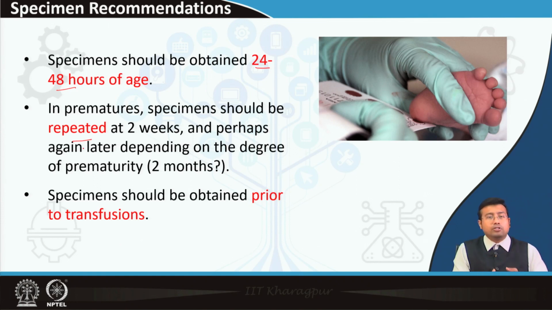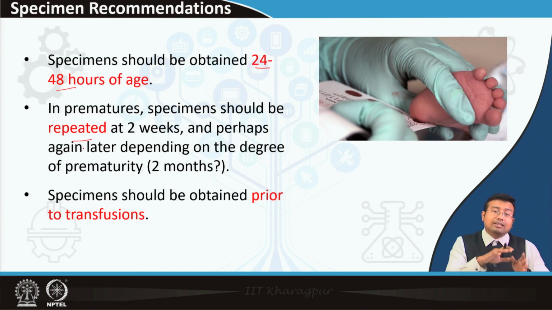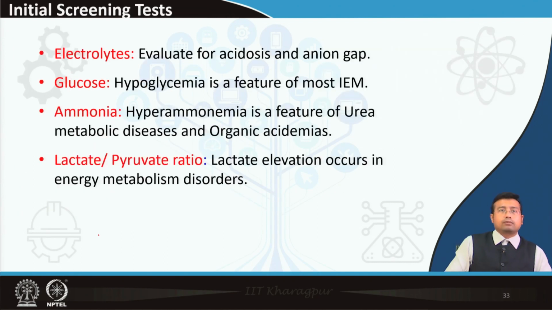babies. For example, in premature babies, I discussed that the liver conjugation system is not functional, so they may have unconjugated hyperbilirubinemia, but that will wane off as the baby matures, right? And there are a few diseases which need blood transfusion. So if transfusion is a method of management, the sample should be obtained prior to transfusion.